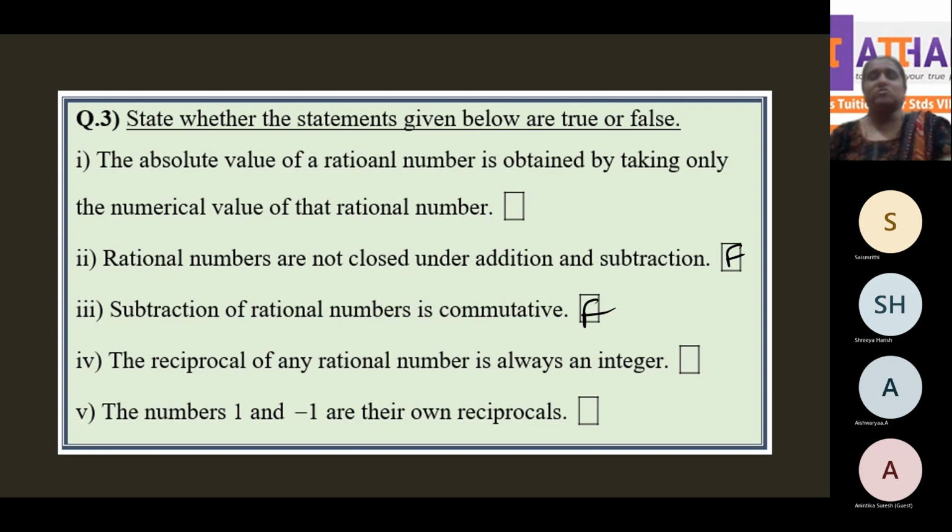Reciprocal of any rational number is always an integer. False. So you can take an example. If you take the rational number 3 by 2, its reciprocal is 2 by 3, and this is not an integer. So this is false.